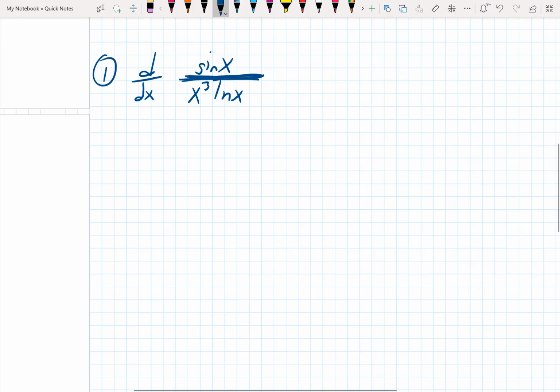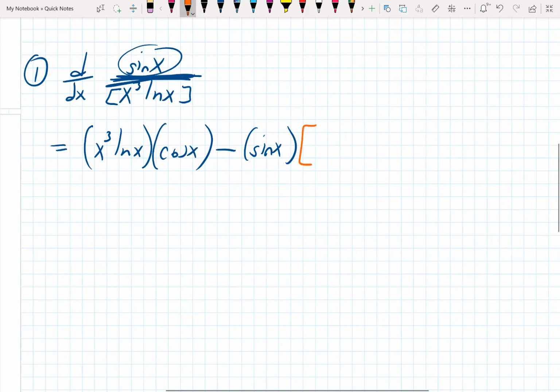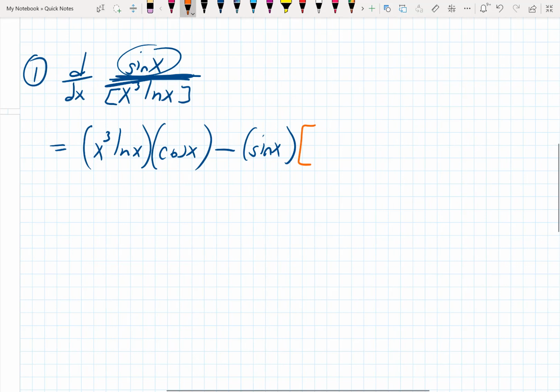So we have a big quotient, so I'm going to use my quotient rule. And so my quotient rule goes low. There's the low, times d high, so times the derivative of the high, so times cosine of x, that's our new thing. And then minus high. And then for d low, it's product rule. So we do product rule for the low part. So I'm going to do the product rule for x cubed times ln of x. And that's left d right plus right d left.